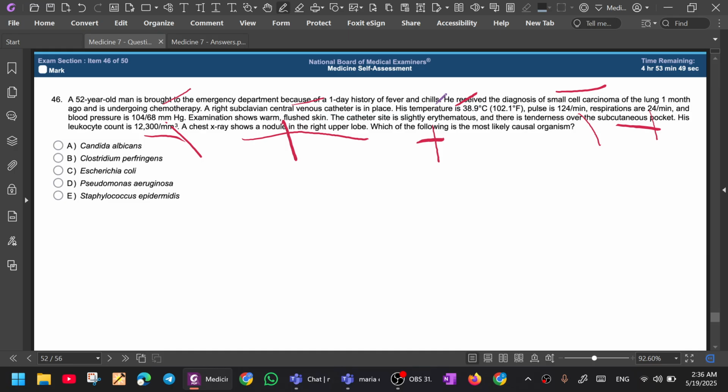Squamous cell carcinoma. Catheter. Staphylococcus epidermidis. Fever and chills. Catheter.